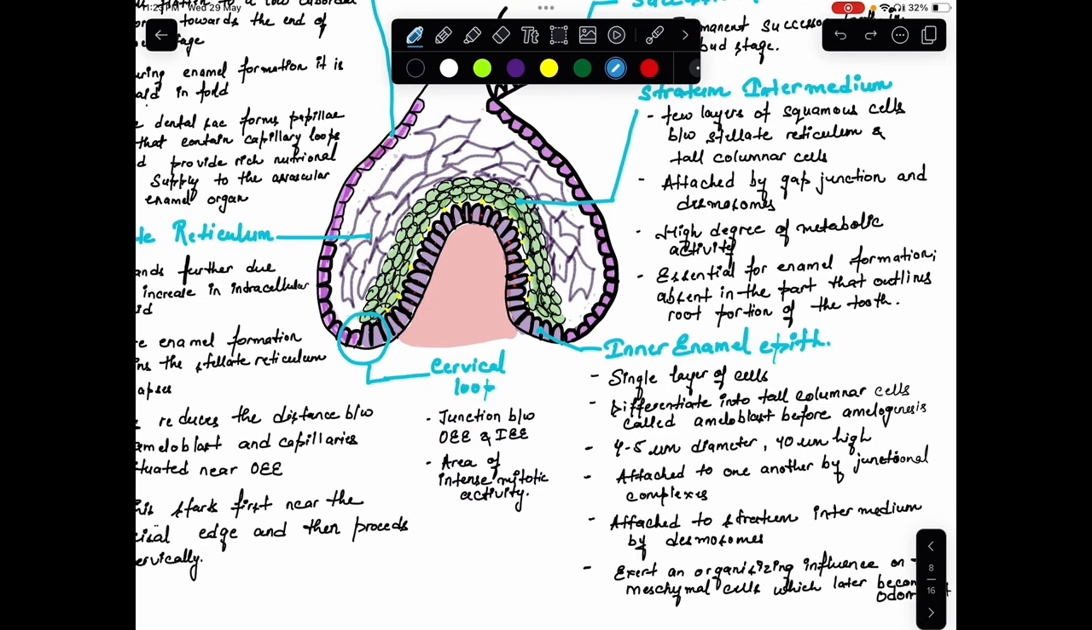Now moving on, the cervical loop. This is a new structure. This is just the junction where the inner enamel epithelium meets the outer enamel epithelium.